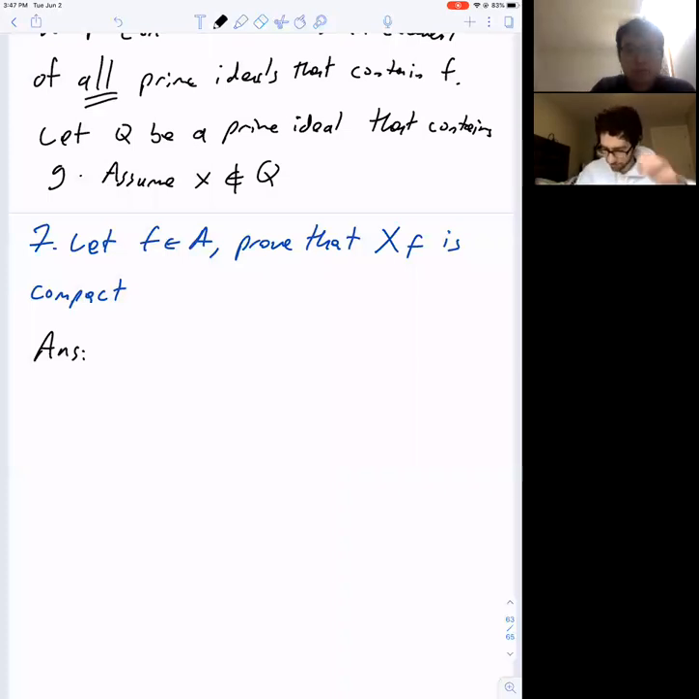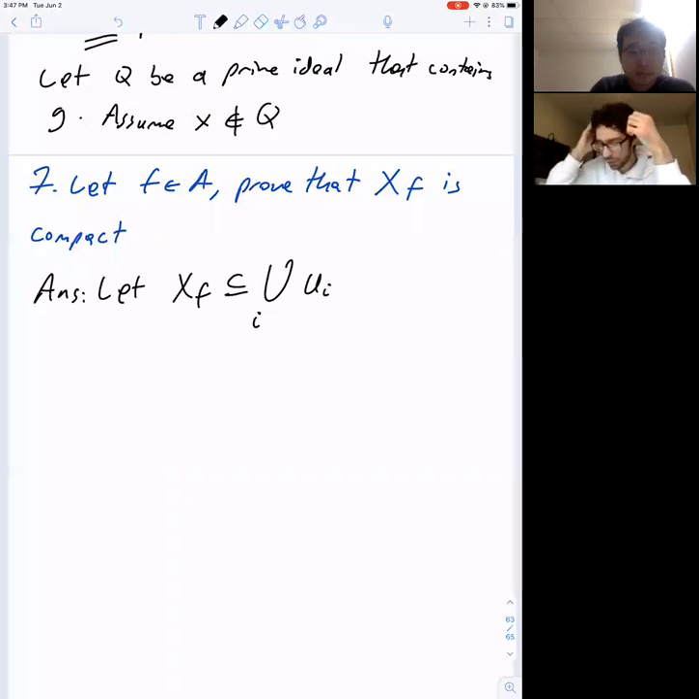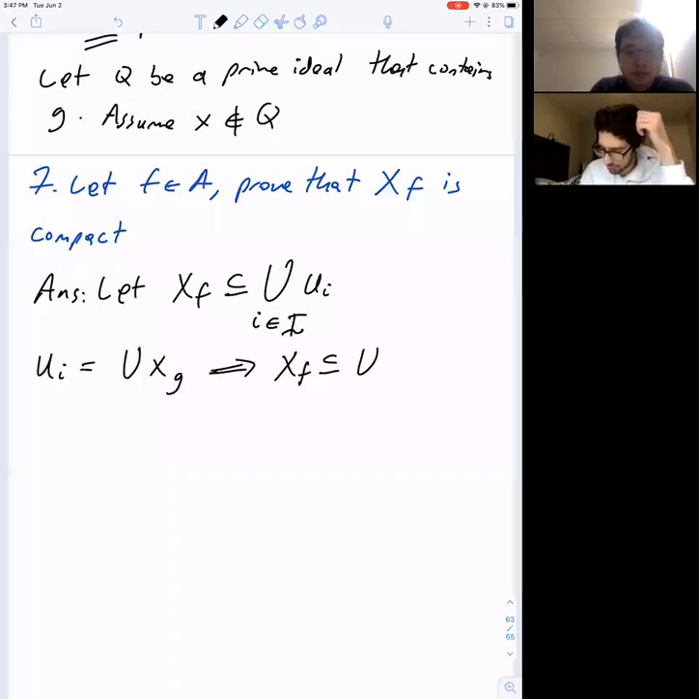So first of all, let X_F be contained in a collection of open sets U_i. But each U_i is just a collection of open sets X_g. So that means X_F is actually just contained in a set of open sets X_{F_i}. How do we get a finite subcollection of this open set? So if we have this condition here, then what does that mean?